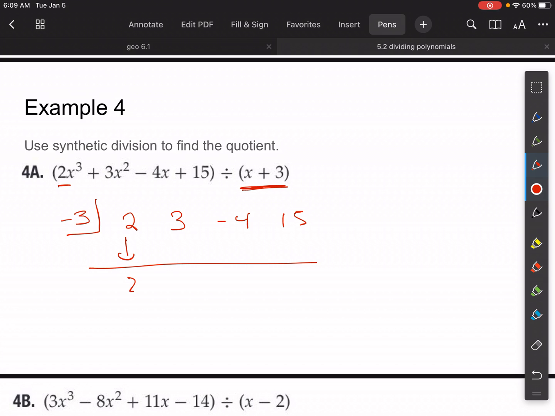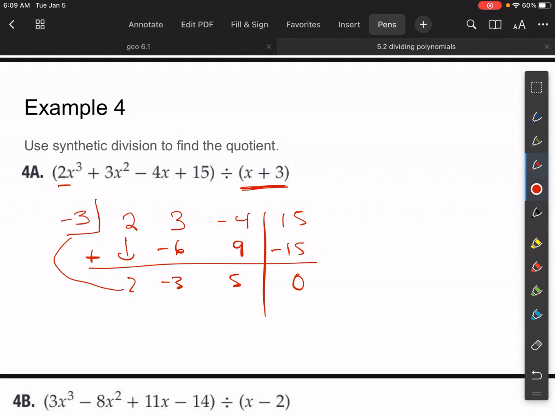We're going to bring down the 2. 2 times negative 3 is negative 6. We're always going to add. 3 plus negative 6 is negative 3. Negative 3 times negative 3 is 9. Okay, 9 plus negative 4 is 5. 5 times negative 3 is negative 15. And we're left with 0.